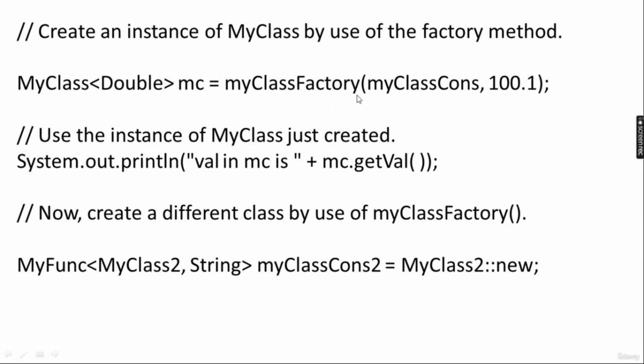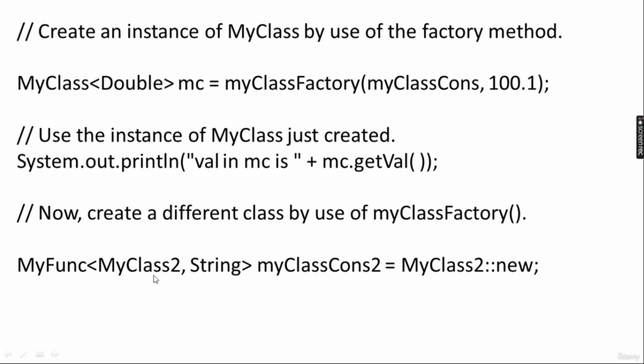So in my class factory, we are passing here my class constructor reference variable, and the double value we are passing is 100.1. Okay, so this object is now referring to an object of class my class. So this object we will be using like this, value in MC is 100.1. Now create a different class by use of my class factory.